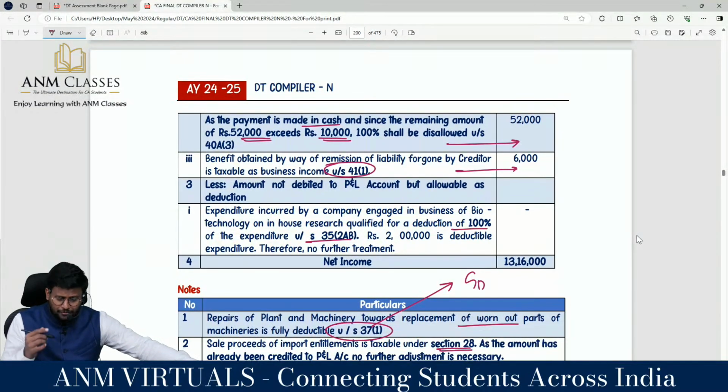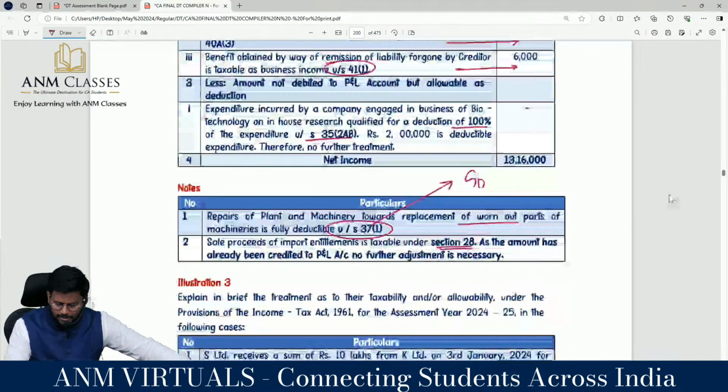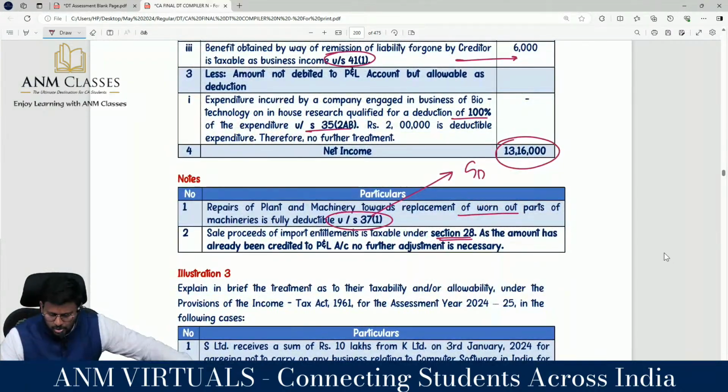Sir, why have you not adjusted the repair and maintenance? Already debited to P&L account. It's a revenue expenditure. Why have you not done any adjustment with regard to the scientific research expenditure? Already debited to P&L account and is allowed as per 35 subsection 2AB. So you'll be having a net income of 13,16,000 rupees.